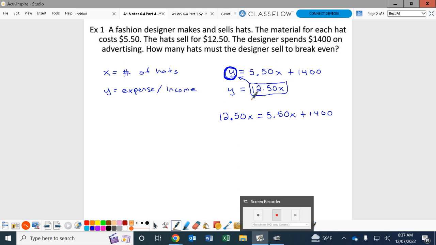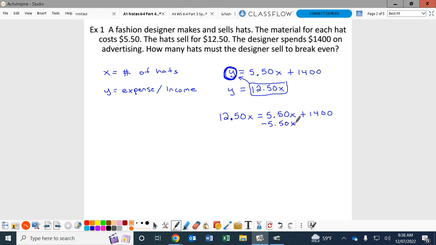Okay. From there, we are going to minus 5.50x. 5.50x. Got your calculators. Do 12.50x minus 5.50x. What's that give you? 7? Is that what y'all said? 7x equals 1400. There you go. Divide both sides by 7.